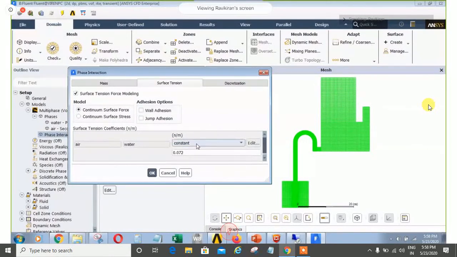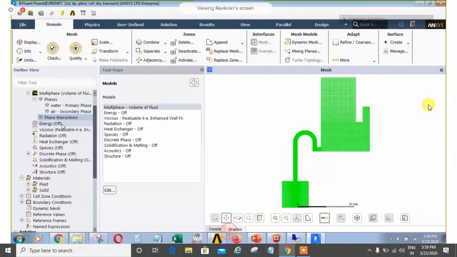If you are setting it as none, the two phases will not actually interact with each other. We have to make sure that whatever the phases will be there, oil and water, we set the proper phase interaction, or we can say the proper surface tension coefficient, here in case of volume of fluid methods. So these are the settings for the volume of fluid.